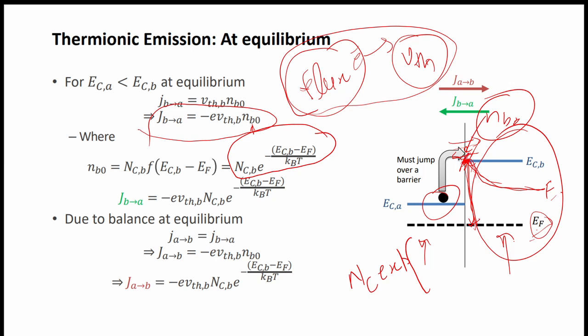The current equation will reduce so that the current from B to A, at equilibrium, will be equal to the current from A to B. It will be equal to minus e V_TH n_B0, and we will replace this n_B0 with the expression that we can get from the doping.